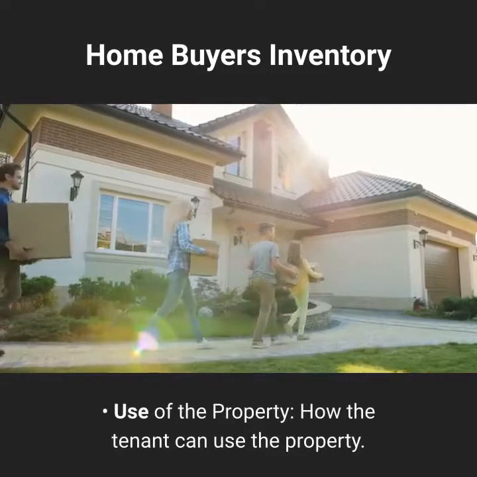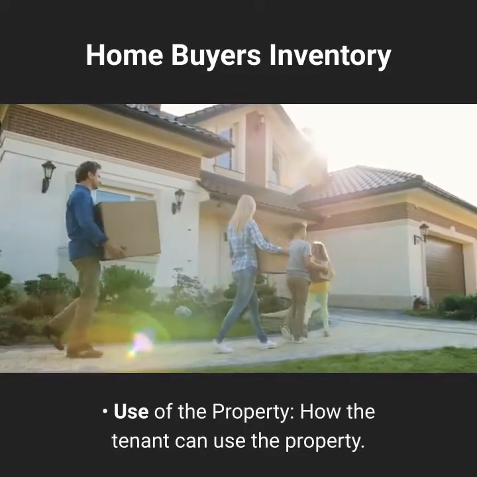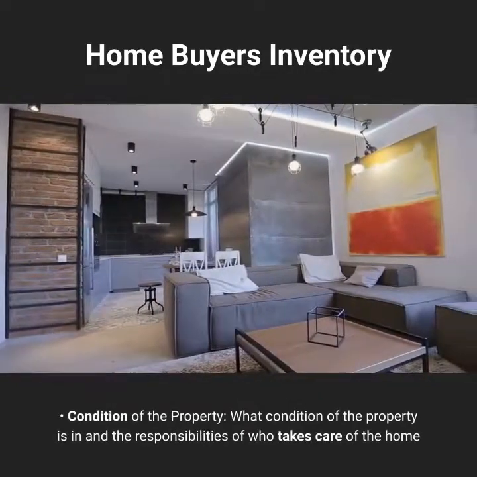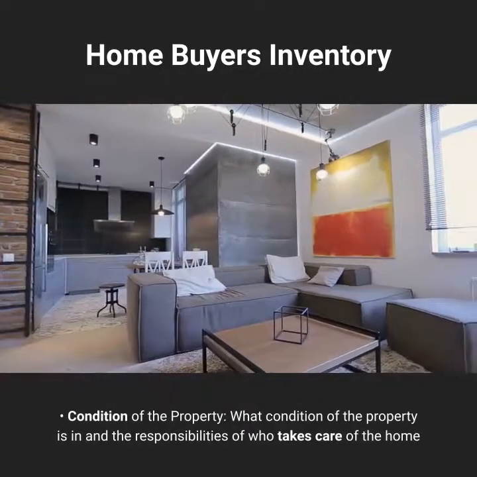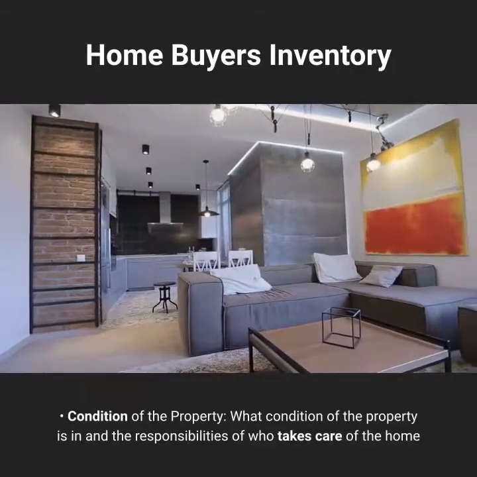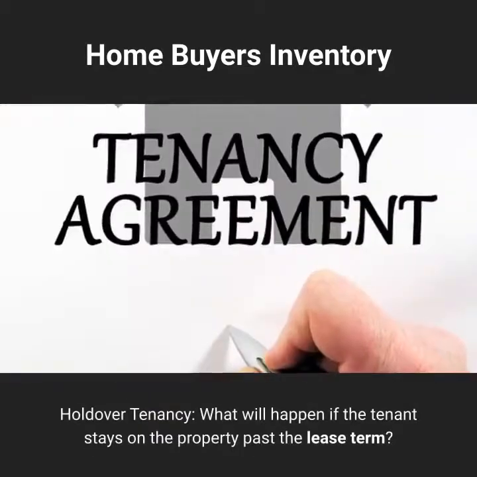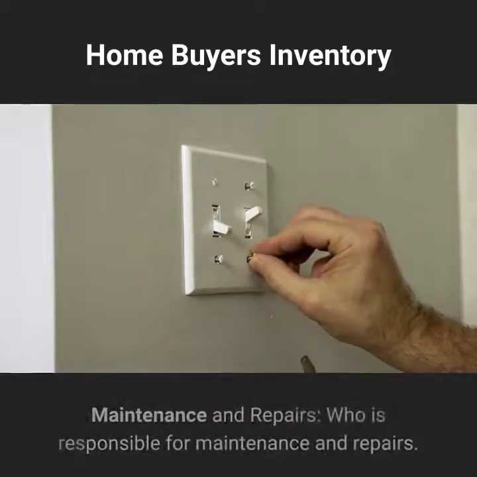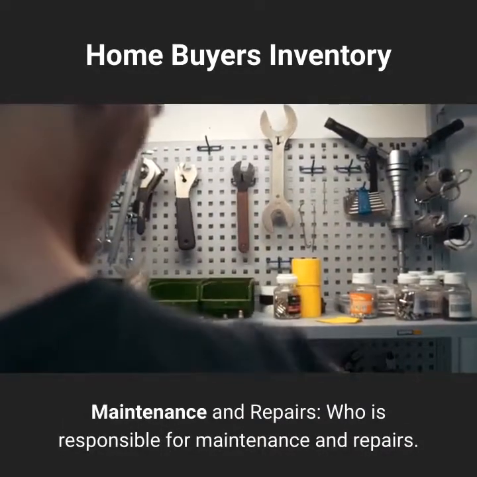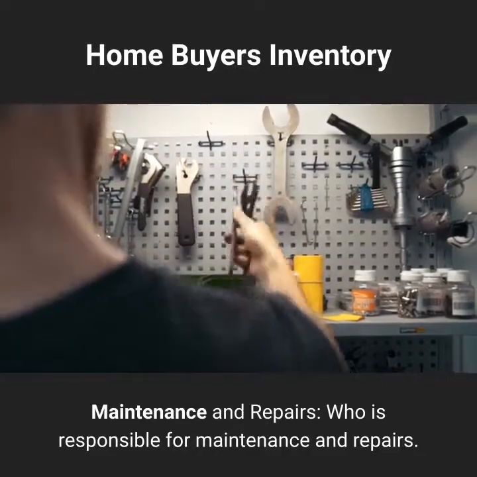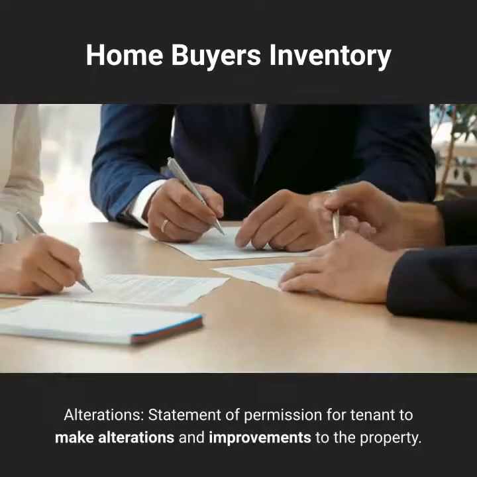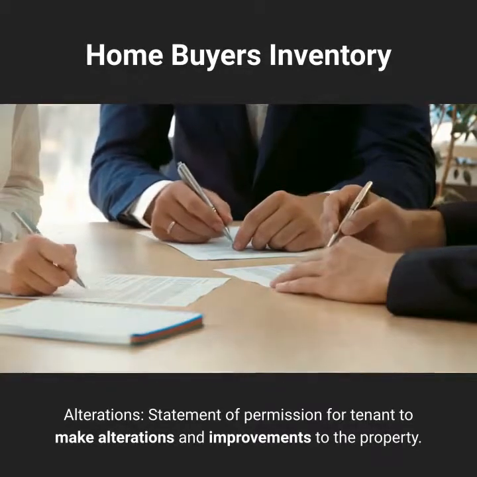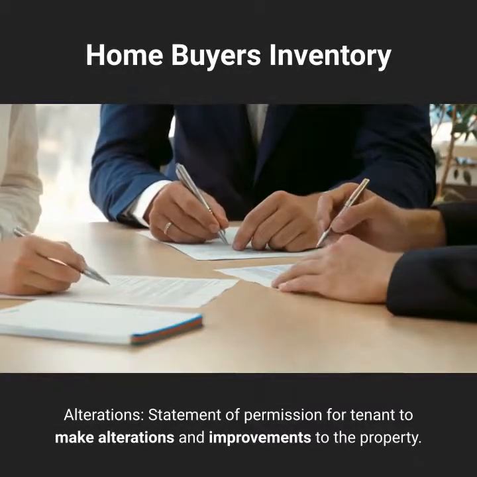Now, the use of the property line item states how the tenant can use the property. Condition of the property: what condition the property is in and who takes care of the home. On the utilities, who's responsible for utilities? The maintenance and repairs section covers who's responsible for maintenance and repairs. And then there's an alterations section, the statement of permission for the tenant to make alterations and improvements to the property.